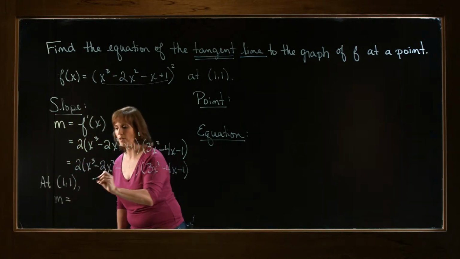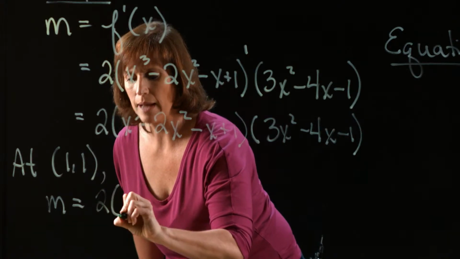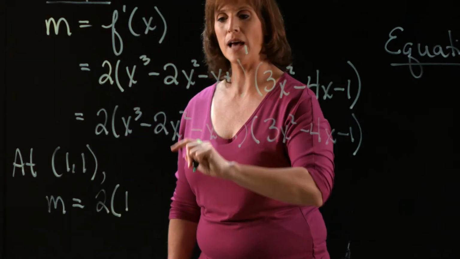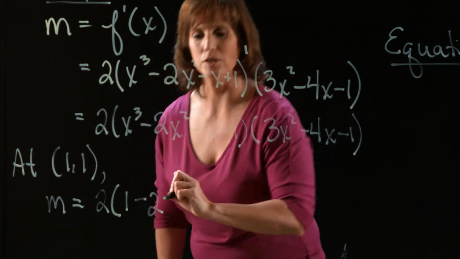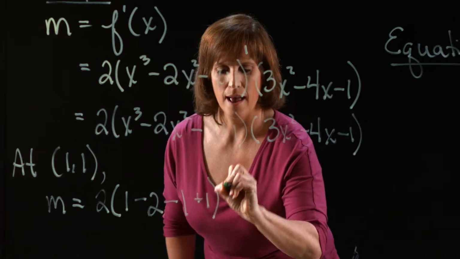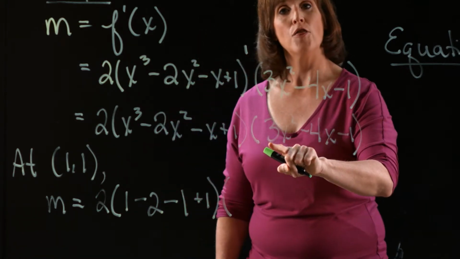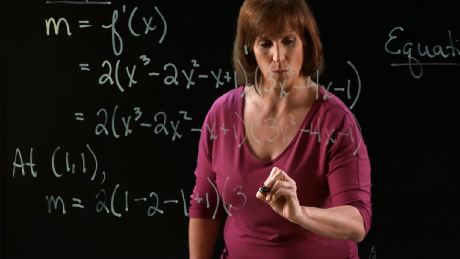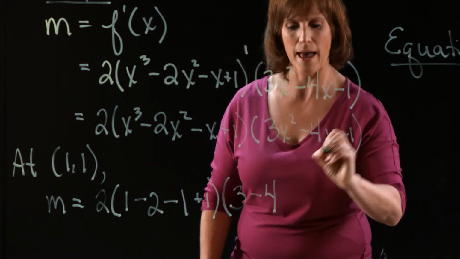my slope is going to be 2 times the quantity 1 cubed, which is just 1, minus 2 times 1, that's going to be a 2, minus 1 plus 1. And then I need to multiply that by 3 times 1 squared, that will be a 3, minus 4 times 1, so minus 4, and minus 1.